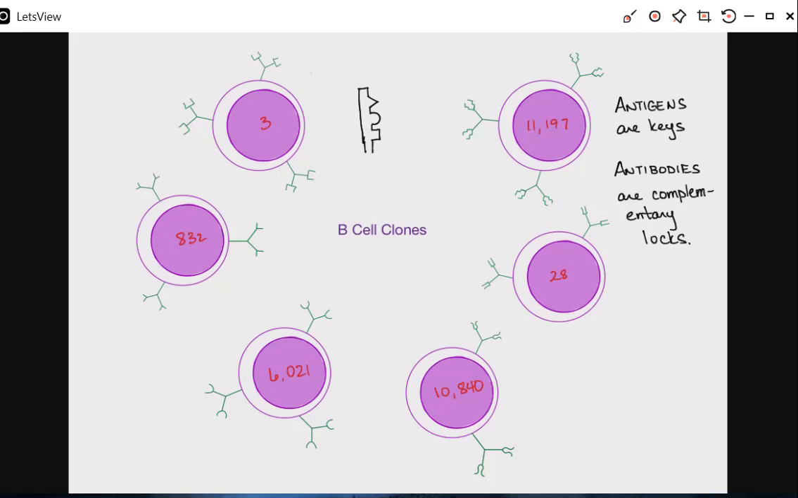Now, where do these B cells like to hang out? The lymph nodes, of course. That's their favorite place of residence. It's not the only place that you're going to find them, but that's where they're very common.